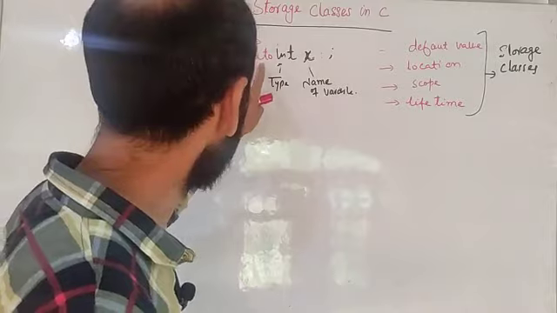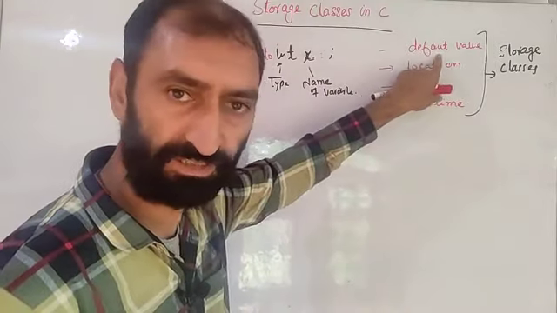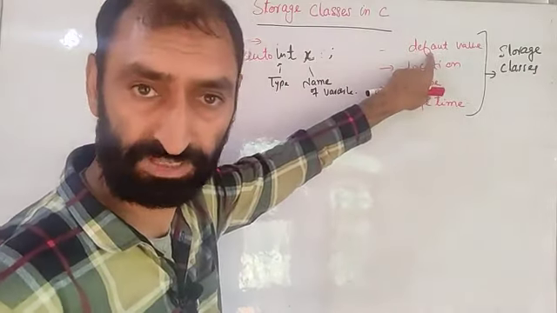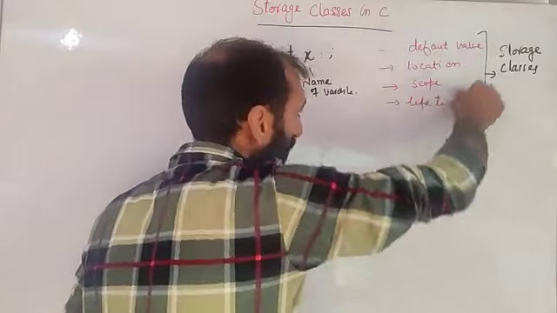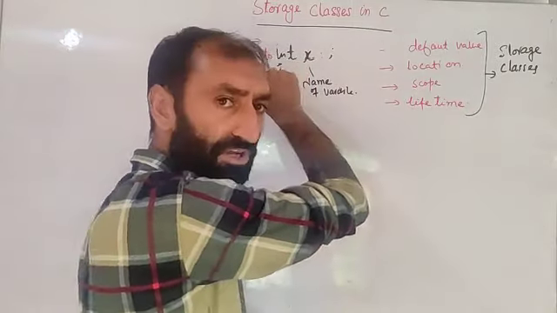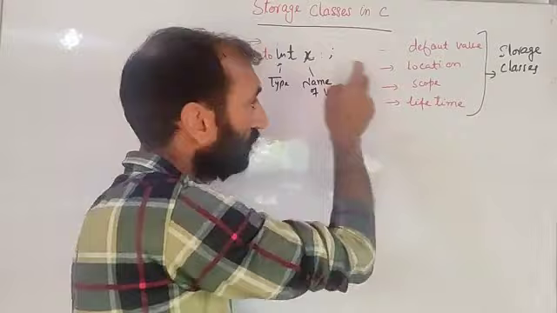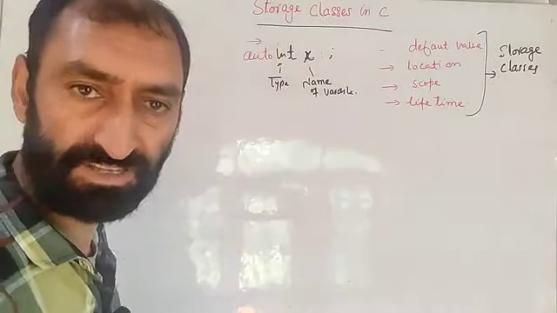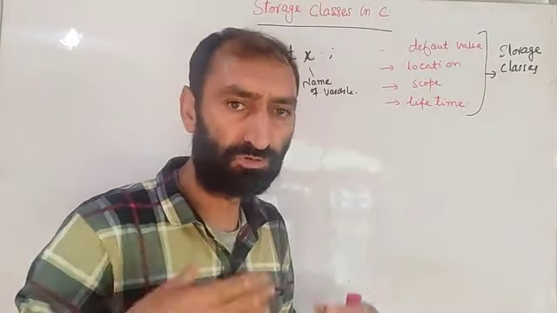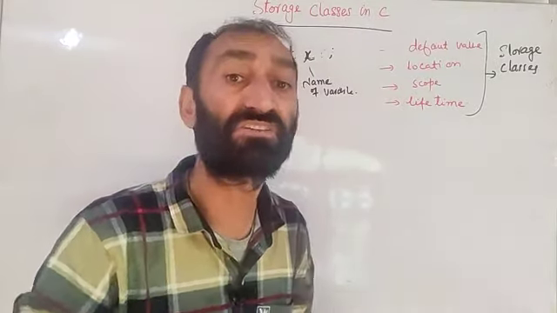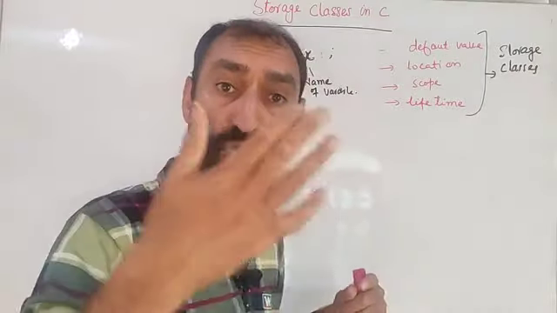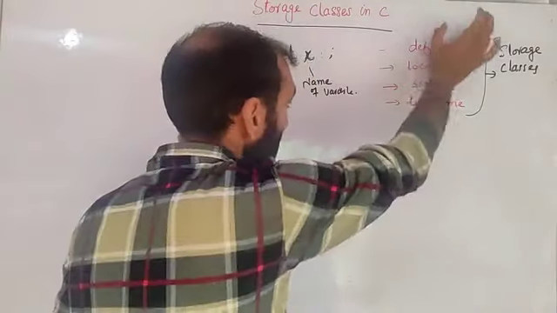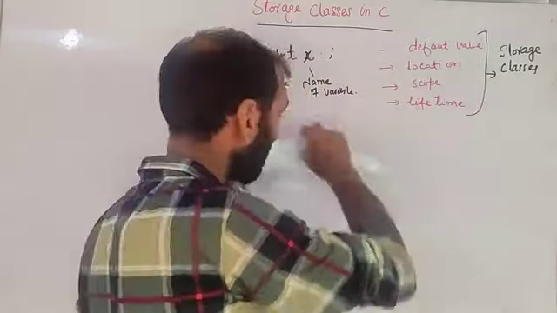If I write auto here, then this value will be something. If I write external, this value can be something else. So these values go on changing if we change the storage classes. In other words, these values are dependent on the storage classes. Now I hope you know what storage classes are, what information storage classes store, and what storage classes tell us about the variable.